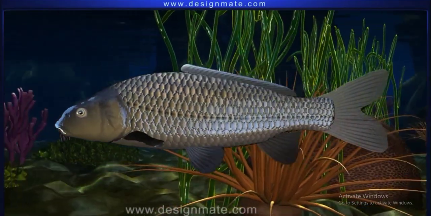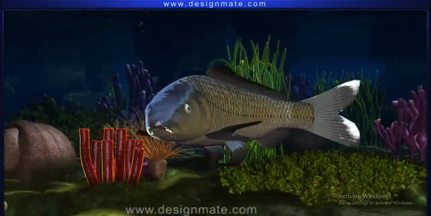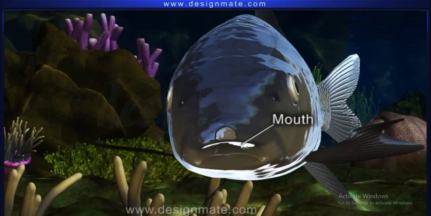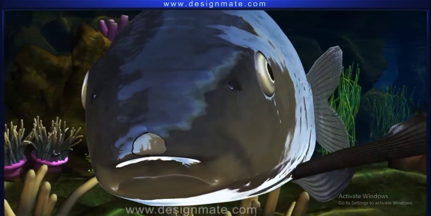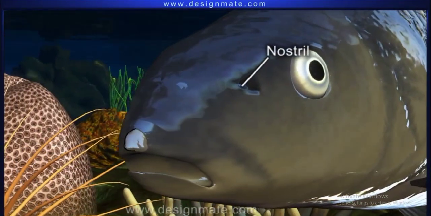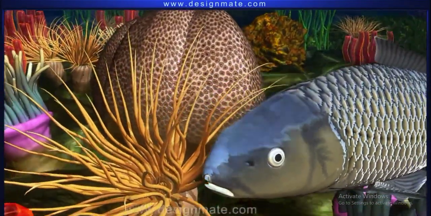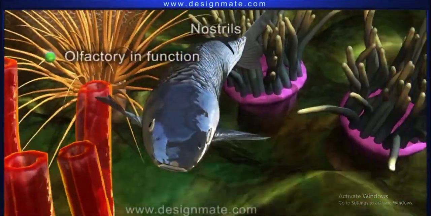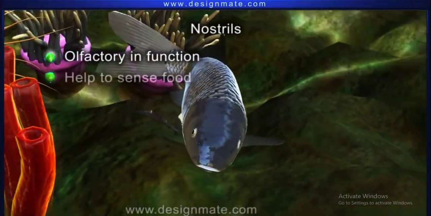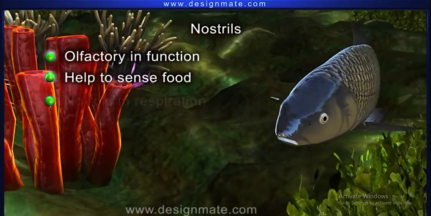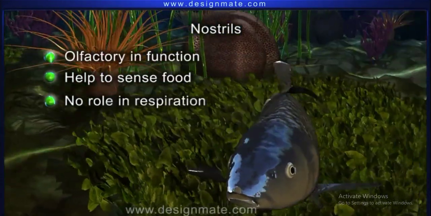The head is devoid of scales. It bears a large terminal mouth. Above the mouth, we find a pair of nostrils leading to a nasal chamber. These nostrils are only olfactory in function and help to sense food. They do not have any role in respiration.